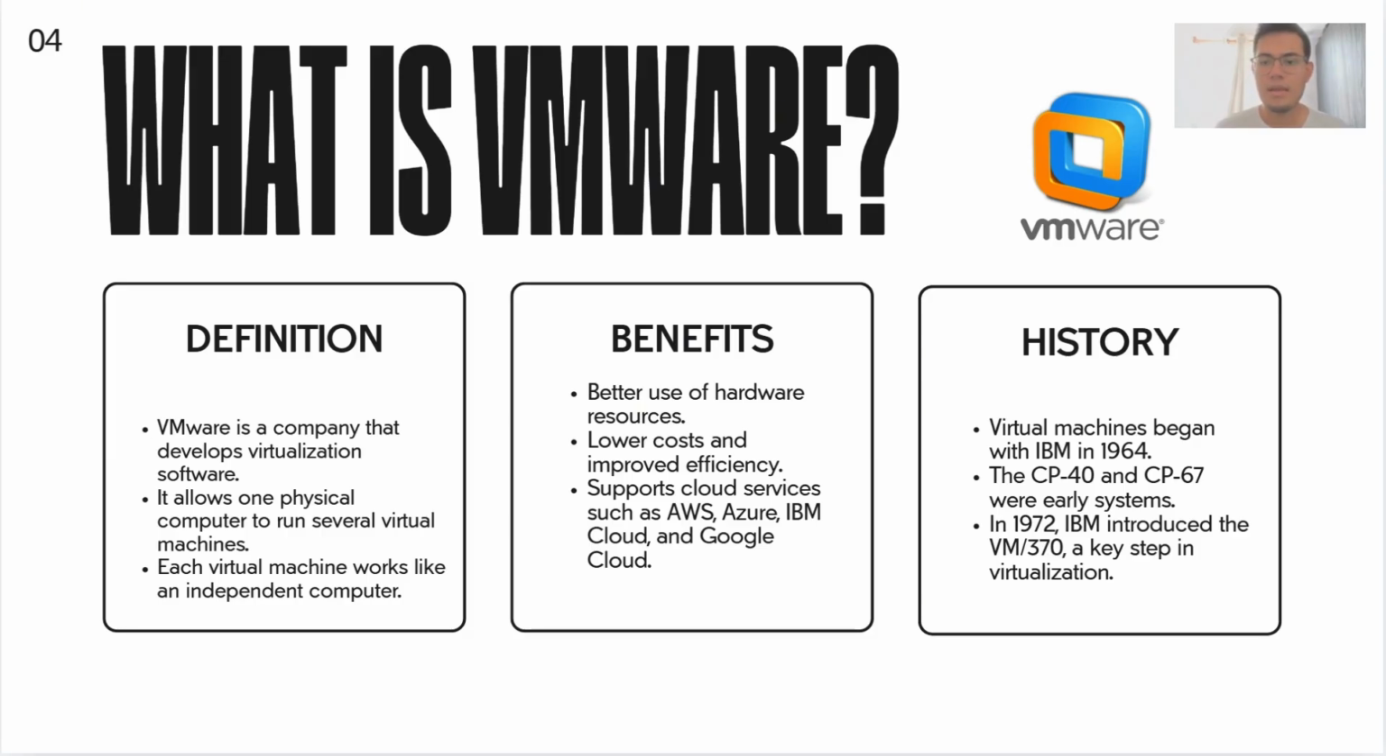1964, when IBM developed the CP-40, an experimental research project from IBM System/360. Later, it evolved into the CP-67, and this helped establish the foundation of virtual machines. Then, on August 2, 1972, IBM introduced what many people consider the first true virtual machine system, the IBM 370. This was an important step in the development of virtualization technology.